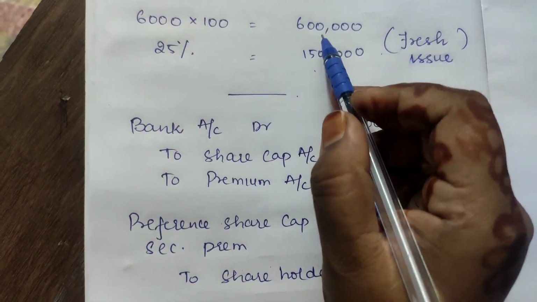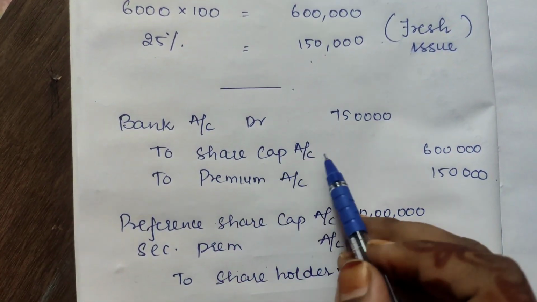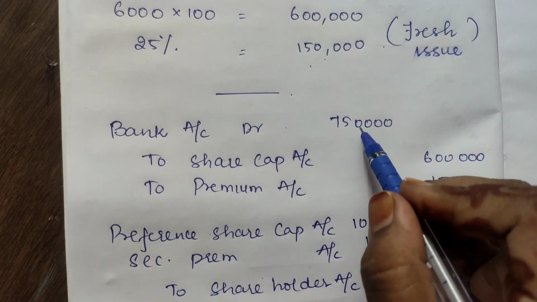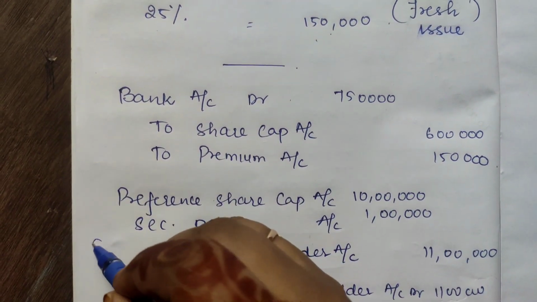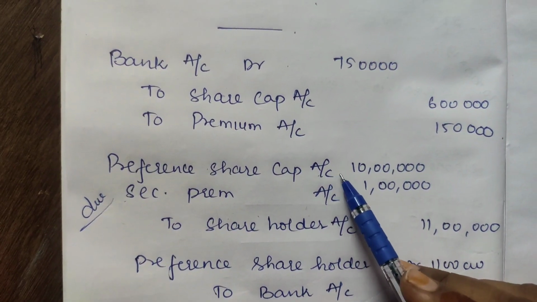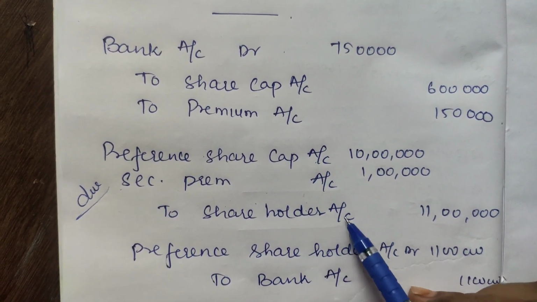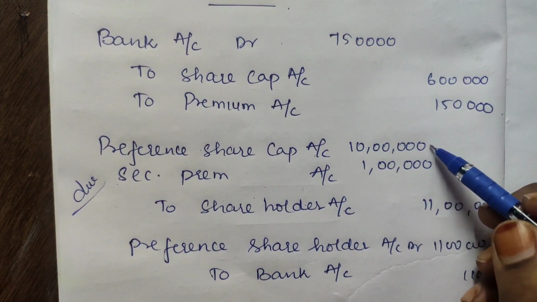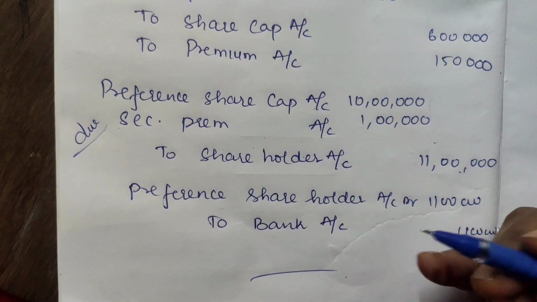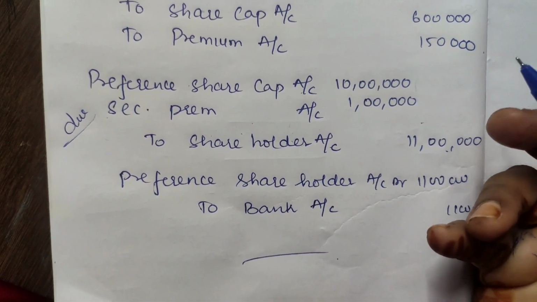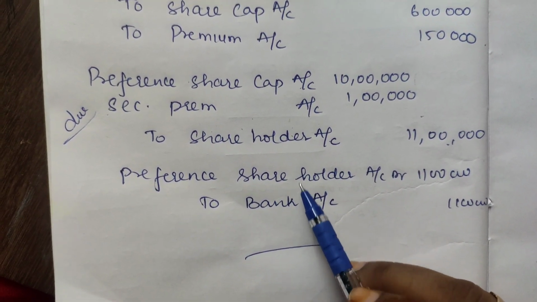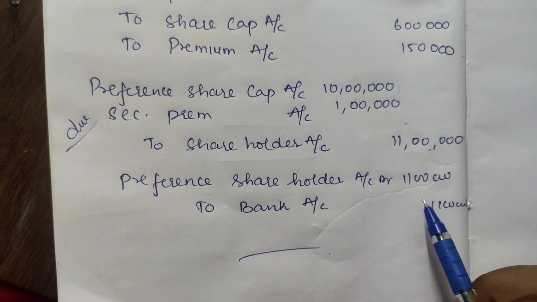So first is the receivable: bank account debit to share capital account and share premium account. So 6 lakh to the share capital, premium 1 lakh 50,000, overall 7 lakh 50,000. Now we are going to write our due entry: preference share capital account and security premium account to shareholder. So overall 11 lakh we have to pay to the shareholder. As the reserve fund has a very good balance, there is no need to make adjustments regarding the payment. Directly we are going to give the money, 11 lakh, to the preference shareholder.